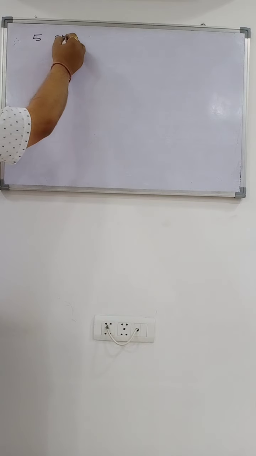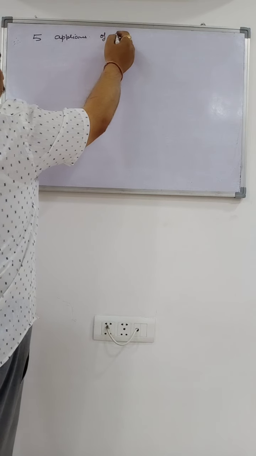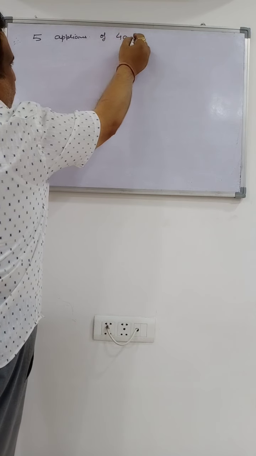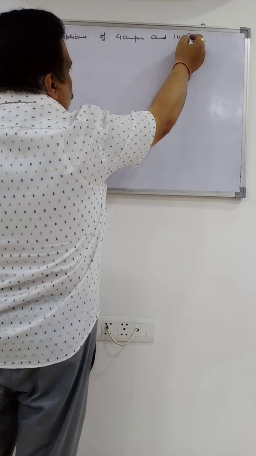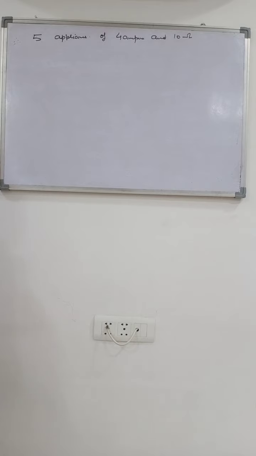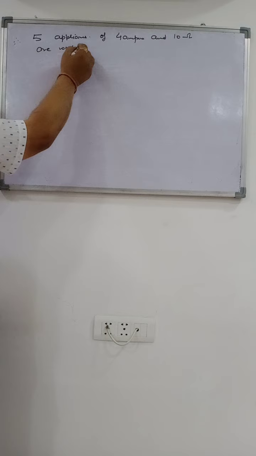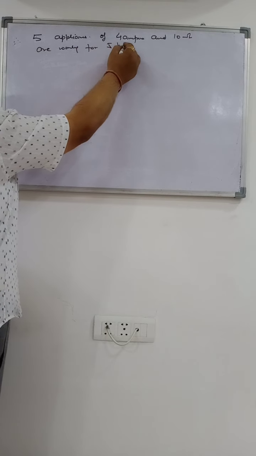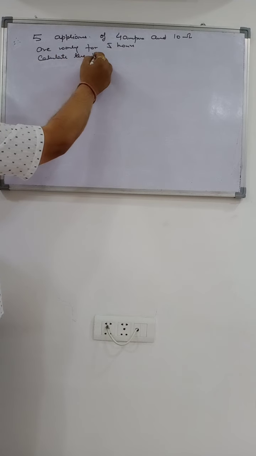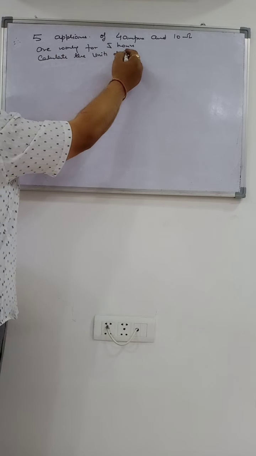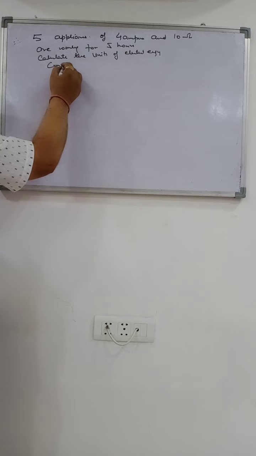Five appliances. Now the number of appliances I have changed. 5 appliances of 4 amperes and 10 ohms. 4 amperes and 10 ohms are working for 5 hours. Calculate the units of electrical energy consumed.